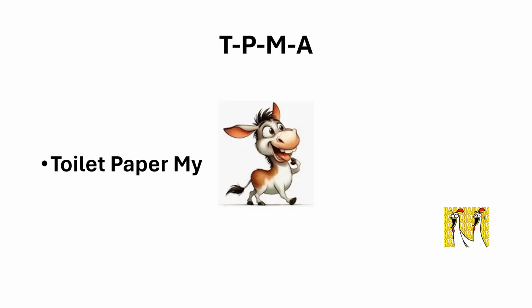Now, I saw this and I just thought this is a perfect way to remember this. And so it's toilet paper my beep arse. And as you can see, I have a picture of a donkey here representing that last aortic valve. So it is tricuspid, pulmonic, mitral, and aortic. And I just think that's the greatest way because who's going to forget that? TPMA. I hope this helps.